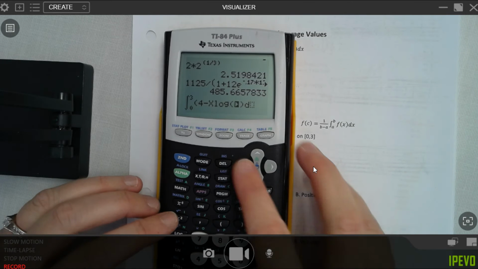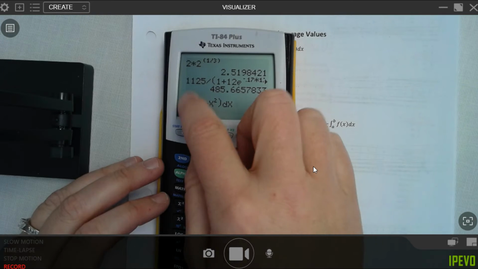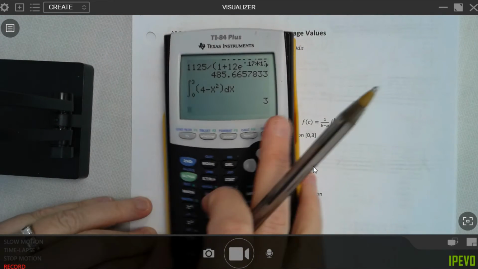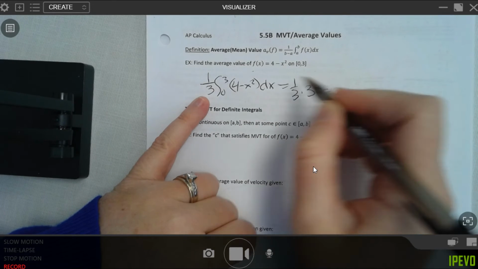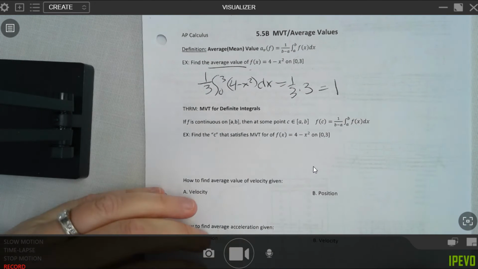This only works for definite integrals, which means that there's numbers on the side there. That's what definite means. So if you hit enter here, we get out 3. So this right here tells me that that answer is 1/3 times 3. So my average value of this function from 0 to 3 is 1.